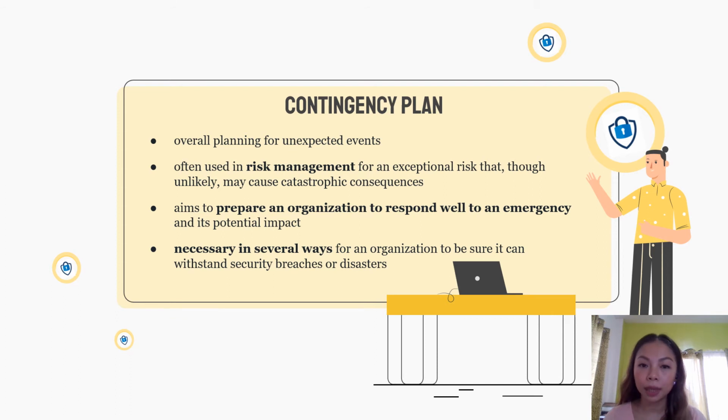Put simply, a contingency plan is the overall preparation for unexpected events. A contingency plan is often used in risk management for an exceptional risk that, though unlikely, may cause catastrophic consequences. It aims to prepare an organization to respond well to an emergency and its potential impact.